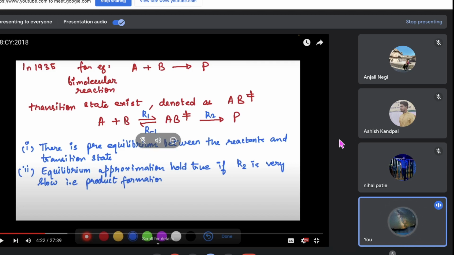Before starting, I will introduce myself. So I am Anjali Negi. Currently, I am a PhD student at IIT Kanpur in the Physical Chemistry department. So yes, all of you can see my screen. Okay.